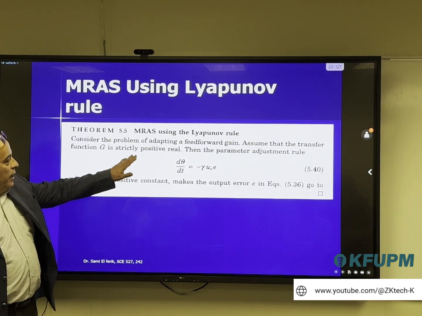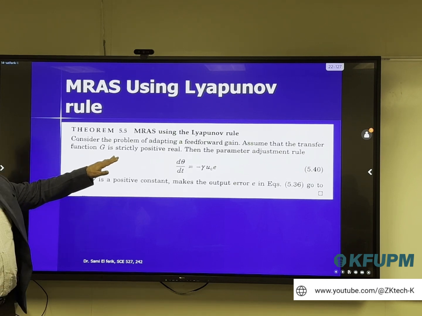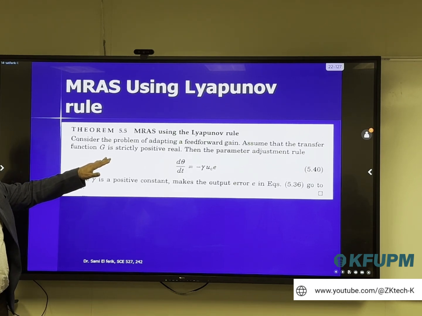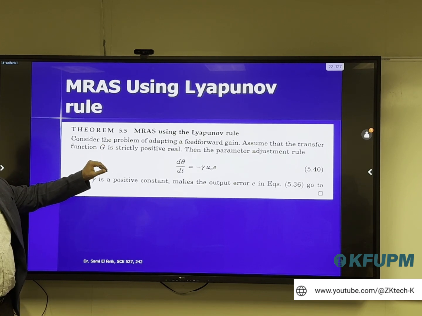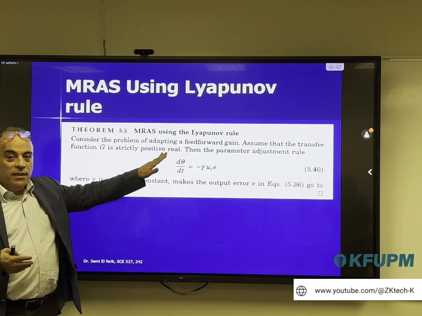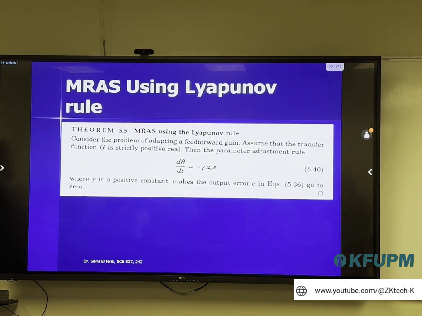So if you have a state space model and you verify it's controllable and observable, and you compute its transfer function, and you see that the transfer function is strictly positive real, then you can directly put the rule with theta. This is the rule for adaptation.